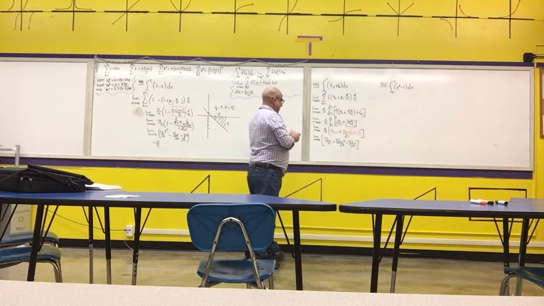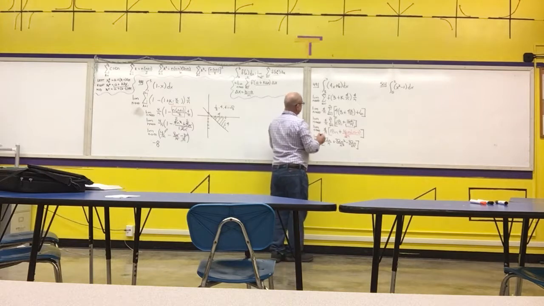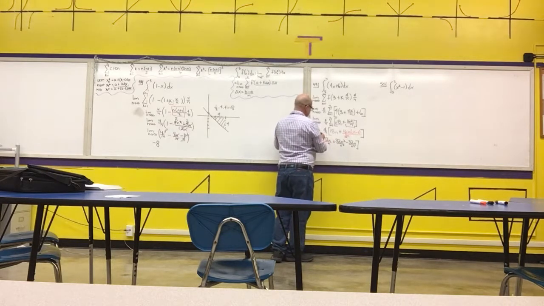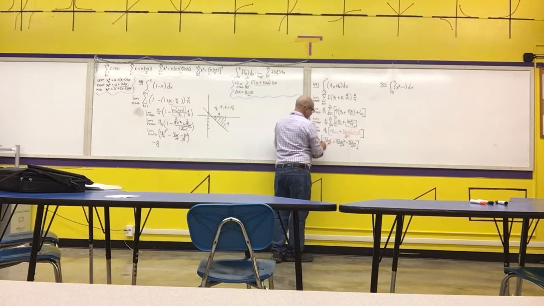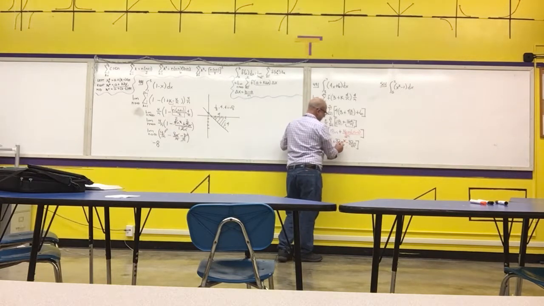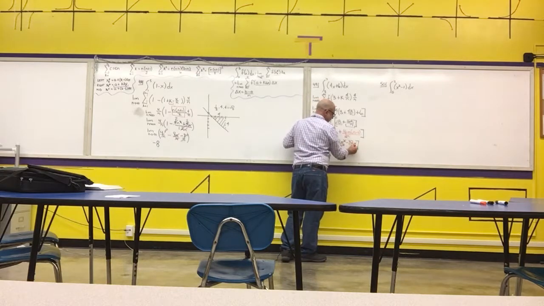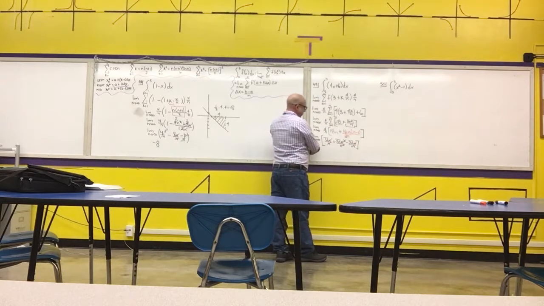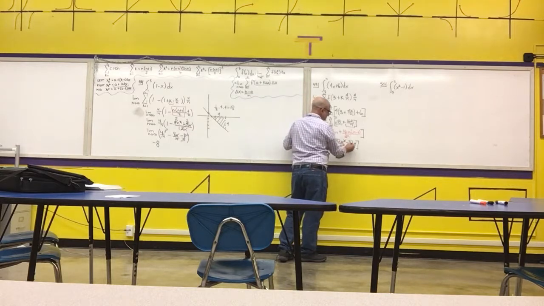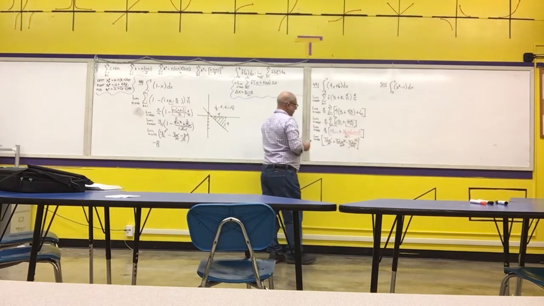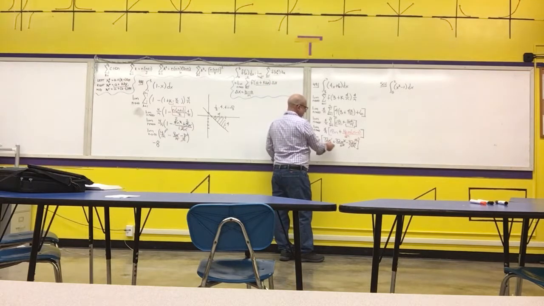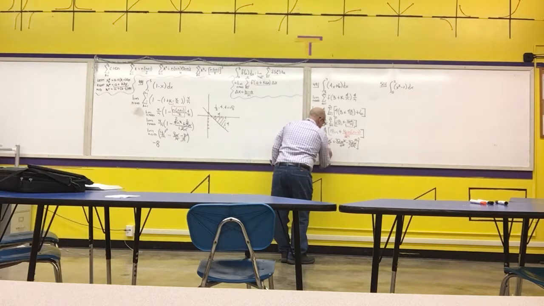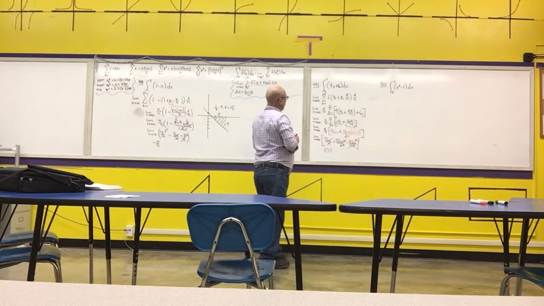And now I can take the limit. Notice here that the n's cancel. The n squareds cancel. One of these n's will cancel. And the limit as n approaches infinity of the last term is going to approach 0. So I'm left with the limit as n approaches infinity of 72 plus 32, which is 104.